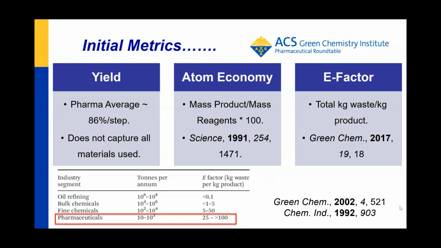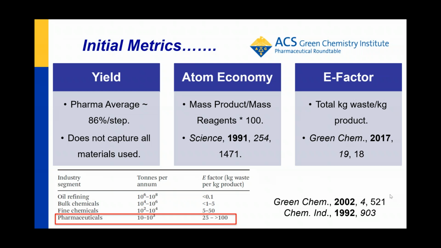On the right-hand side is a metric introduced by Roger Sheldon from the Netherlands, the so-called E factor. That calculation is the total kilograms of waste divided by the kilograms of product you get. So now you're actually looking at how much product you get based on how much waste you generate to produce that product.